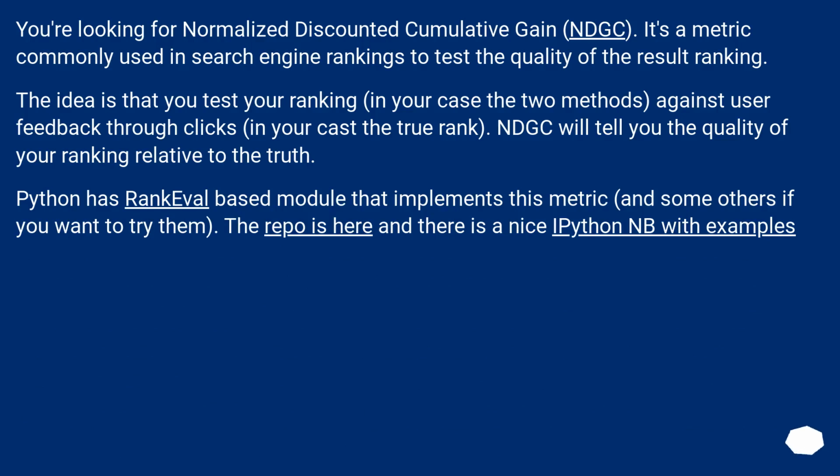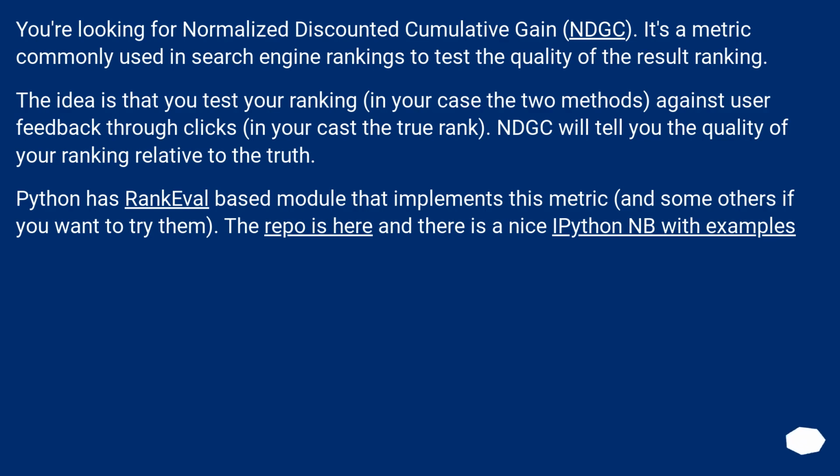You're looking for normalized discounted cumulative gain, NDCG. It's a metric commonly used in search engine rankings to test the quality of the result ranking. The idea is that you test your ranking, in your case the two methods, against user feedback through clicks, in your case the true rank. NDCG will tell you the quality of your ranking relative to the truth.